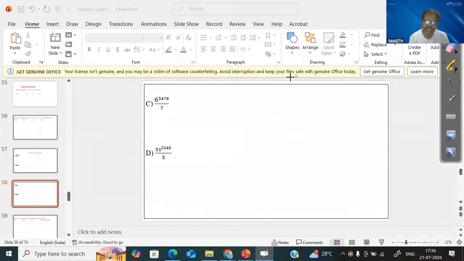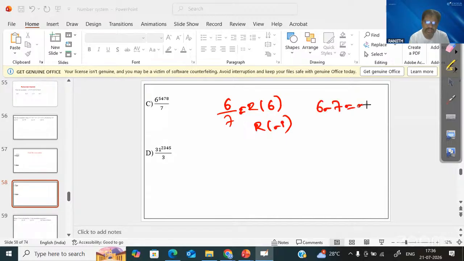By taking negative values: when we divide 6 by 7, the remainder is 6. That is a positive value. If I take a negative value, the remainder will be equal to minus 1. 6 minus 7 will be equal to minus 1. So if I take the negative remainder, it will be equal to minus 1.